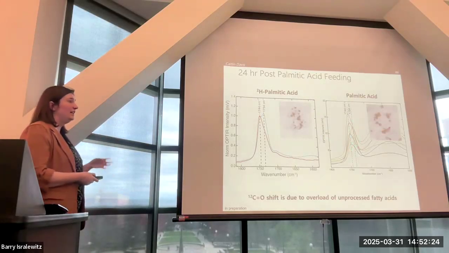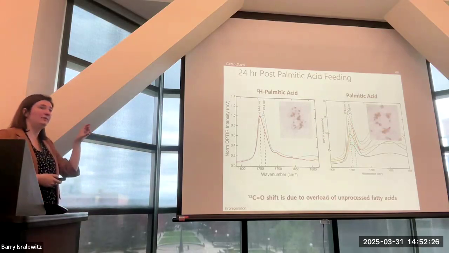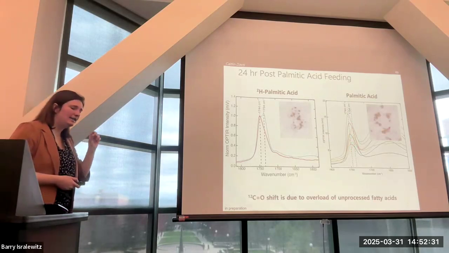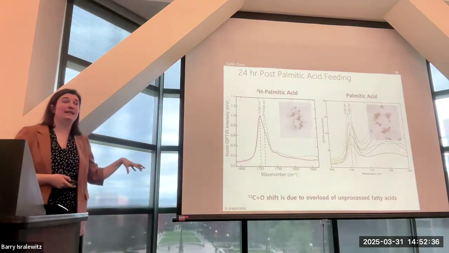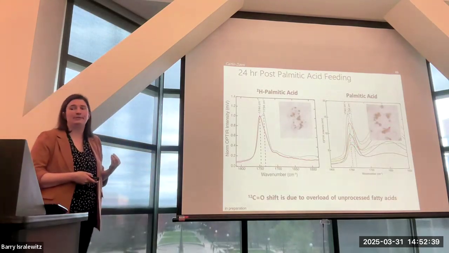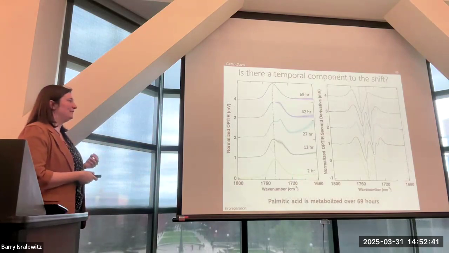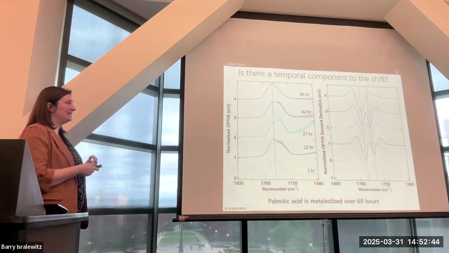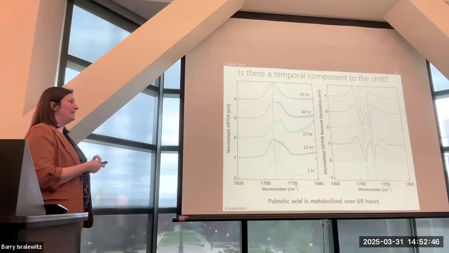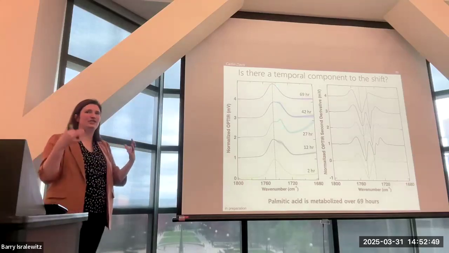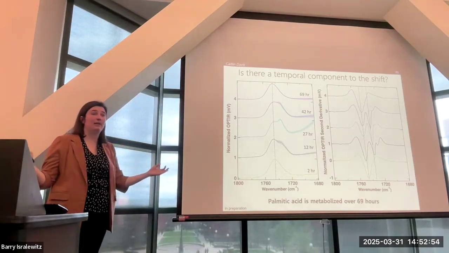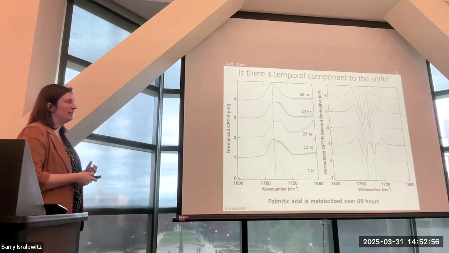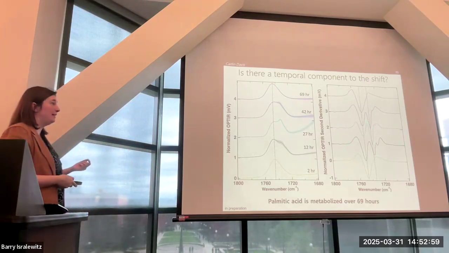So we see the shift in the position of the ester carbonyl of our triglycerides when we feed palmitic acid. And so I said, okay, I think that we're seeing an overload of unprocessed fatty acids, even at the 24-hour time point, that they're building up in the cell. So we went ahead and looked at different time points, and we can see that this reaches a maximum, the shoulder, at 27 hours, and then it disappears at 70 hours. So this, to me, really suggests that this is a metabolic effect that we're seeing over this time period. You can take the second derivative to help enhance these bands if you want to assign them.